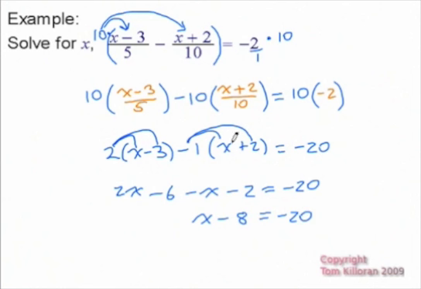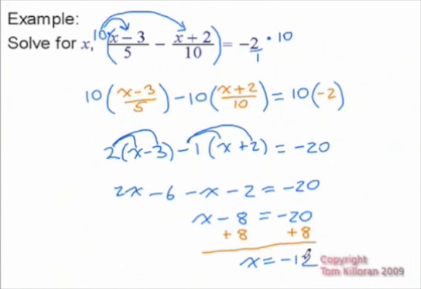Alright, and then the last step is we have to get all the junk away from the variable we're trying to solve for. So we're going to use the additive inverse of negative 8, and we're going to add it. And then since we added it to the left, we better add it to the right. And we should end up with our answer of x by itself is equal to negative 12.